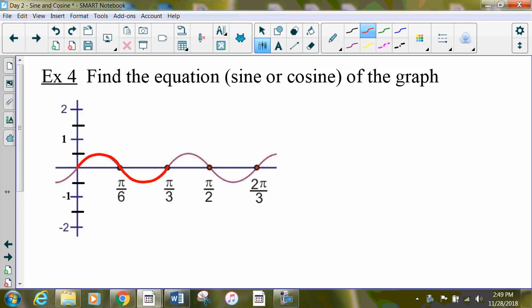So don't let all those red dots fool you. Those are not our tick marks. Our tick marks are going to be included within this one period of what appears to be a sine graph. That's the first thing that we notice: if our graph starts at the origin, if the y value of the graph is also 0, we know that it's a sine graph. That's one thing that we can tell.